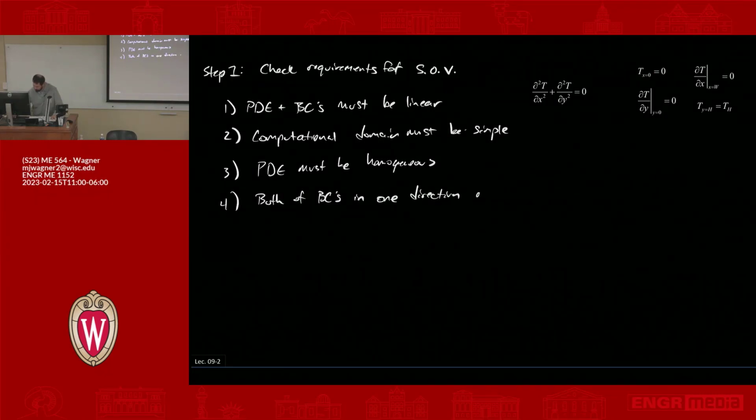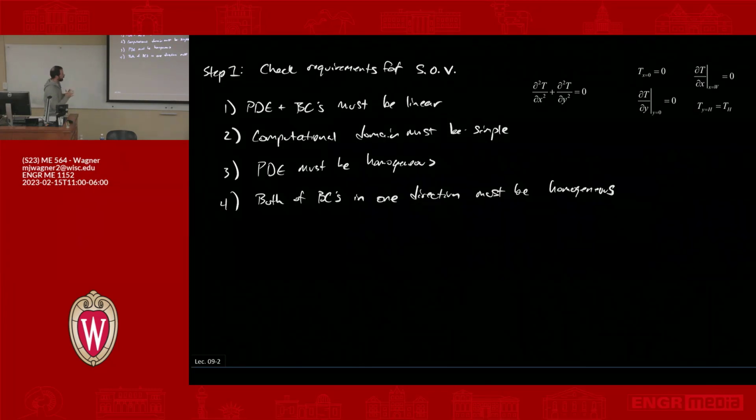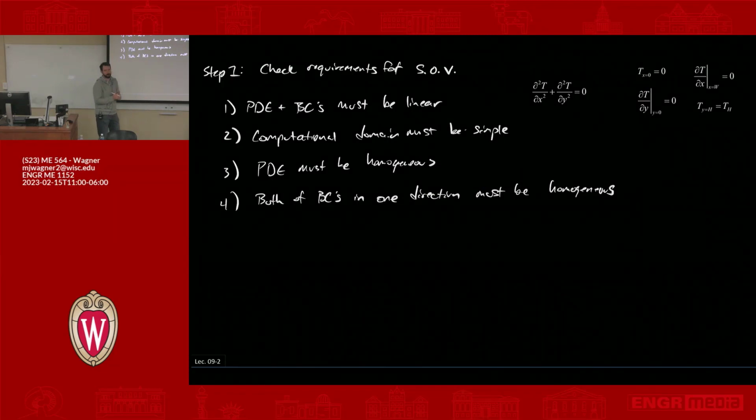Then the fourth criteria is both of the boundary conditions in one direction must be homogeneous. This one is really important, right? This is what gives us the ability to use separation of variables, is that we can take the problem, solve it for both the x variable and solve it for the y variable, and then bring it back together. And that only works if, in at least one direction, both of the boundary conditions are homogeneous.